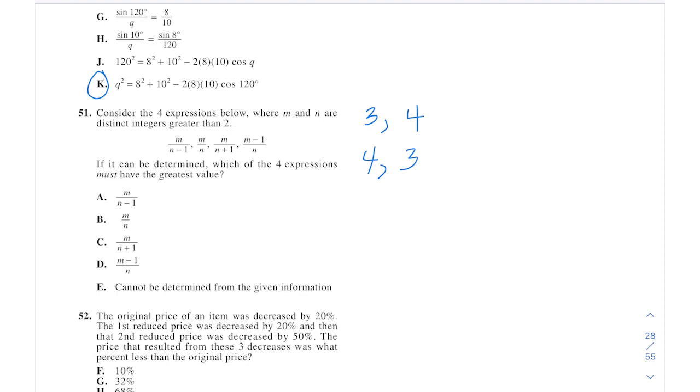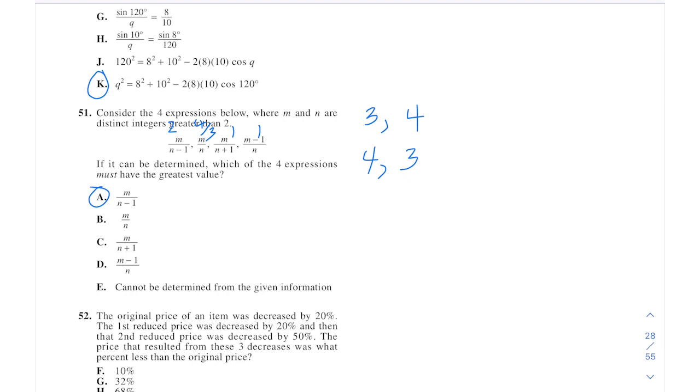Let's check though. So here, if M is 4 and N is 3, this one would be 1. This one would be 1. This one would be 4/3. And this one would be 4 over 2, just 2. Oh, that one is still the greatest. Okay. So I think that's our answer.